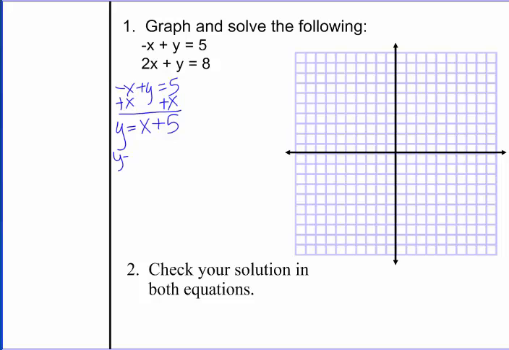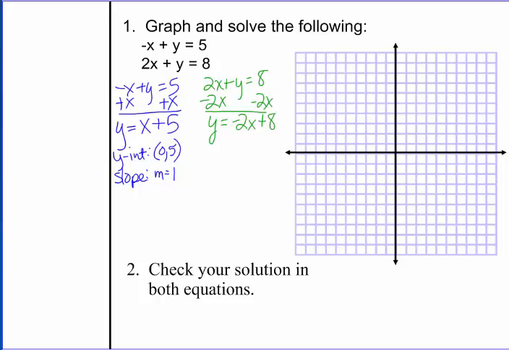Okay, so we have a y-intercept of (0, 5) and our slope of 1. We're going to use that to graph that line. I'm going to color code it. So take the other equation, 2x plus y equals 8, minus the 2x from both sides. So y equals negative 2x plus 8. So my y-intercept is (0, 8). Slope, m equals negative 2. So we're going to go ahead and do this one first.